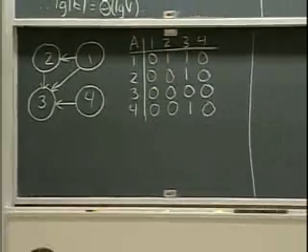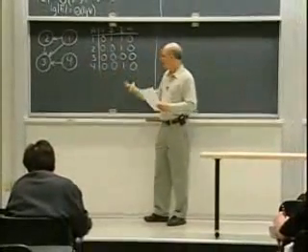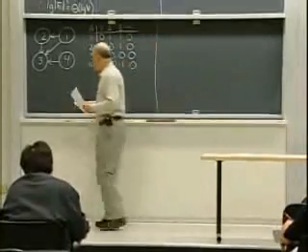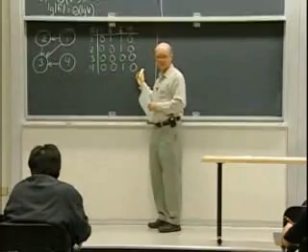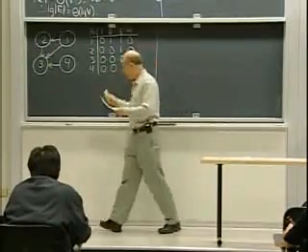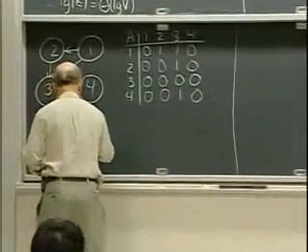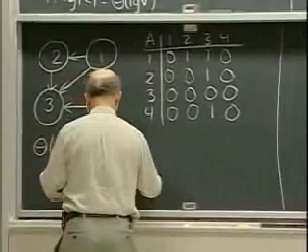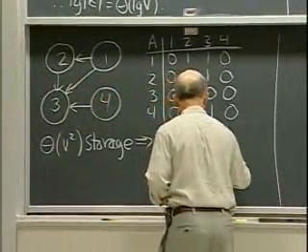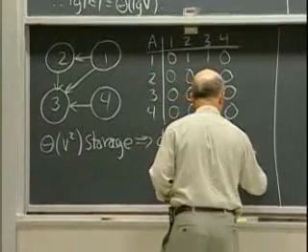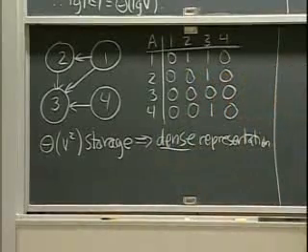Okay? And so I can represent a graph as this adjacency matrix. When I represent it in this way, how much storage do I need? n squared or v squared, because the size is the same thing, or v squared storage. And that's what we call a dense representation. It works well when the graph is dense.